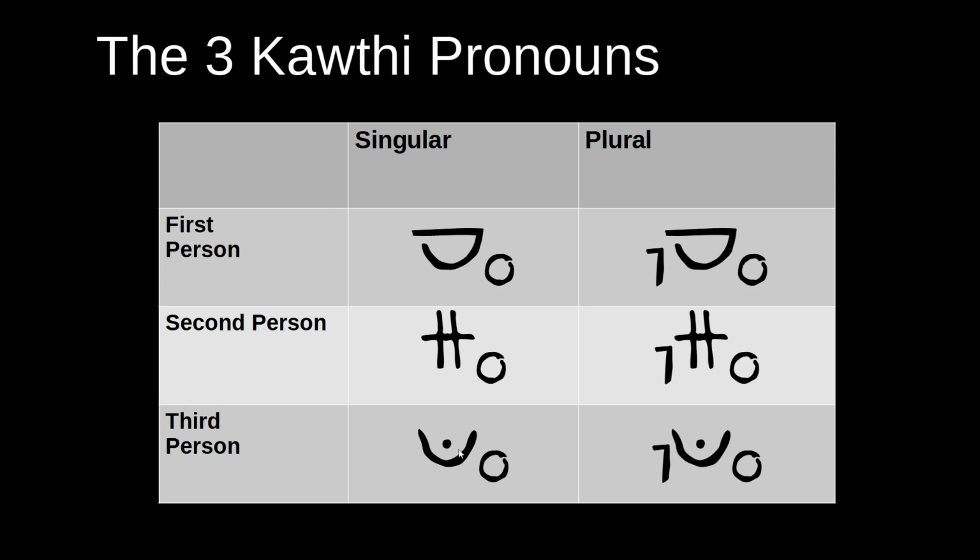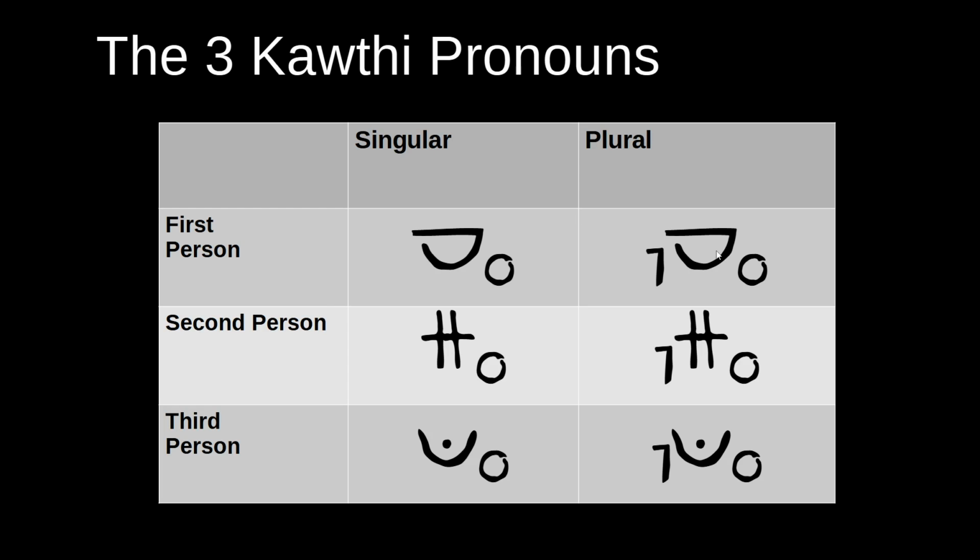The third person is pe. Remember the p sound means to exist. Pe means existing one. So in Kawthi, we don't have gendered pronouns. We don't have he or she. He, she, or it is all one word in Kawthi, and it's just pe, because there's not really any need to specify gender in a pronoun. You can specify gender directly in Kawthi, and that's how you would do it. You wouldn't do it in a pronoun. So pe, he, she, or it.